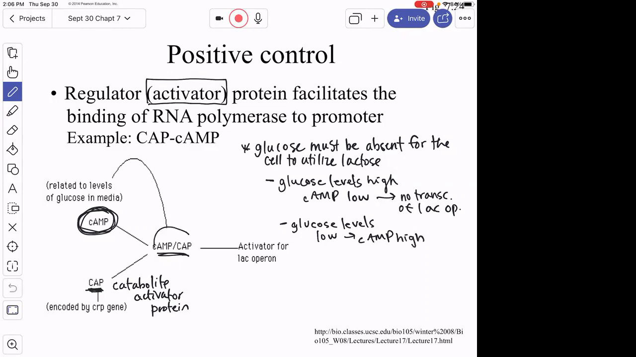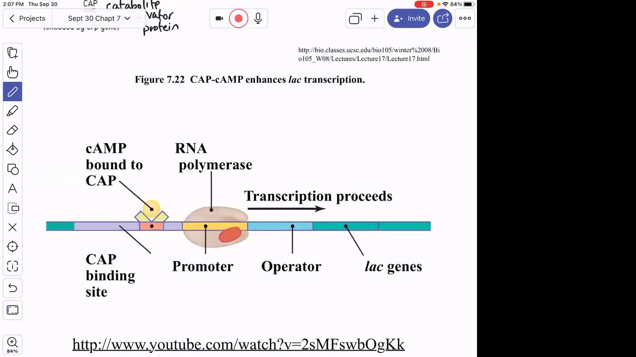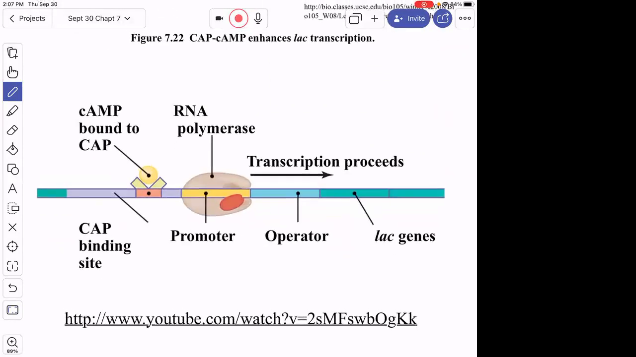All right, and then you get lots of this cyclic AMP CAP protein complex that activates basically the Lac Operon. So now those enzymes that are necessary to metabolize lactose are going to be transcribed. Okay, and the picture from your book, I think, does a really nice job, once you understand that, of visualizing that a little bit better.